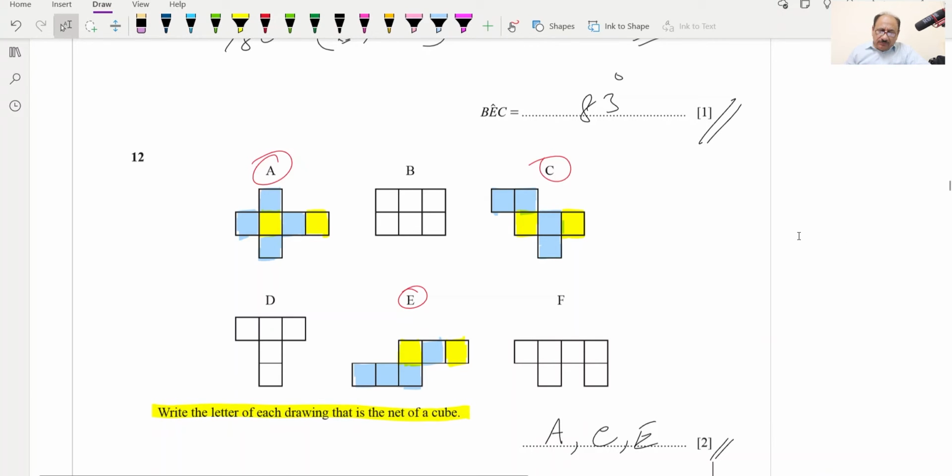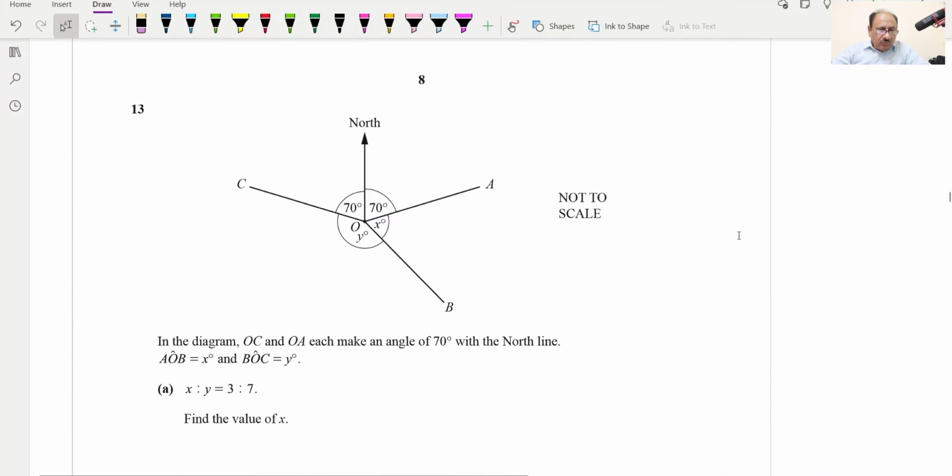The rest, if you check B, D and F, they are not forming a cube, so we will be leaving them as they are. Now question number 13, bearing question, and the diagram is not to scale, we can't measure. In the diagram, OC and OA each make an angle of 70 degrees with the north line. So 70 and 70. Angle AOB is x, this one, and BOC is y, and the ratio of x and y is 3:7.